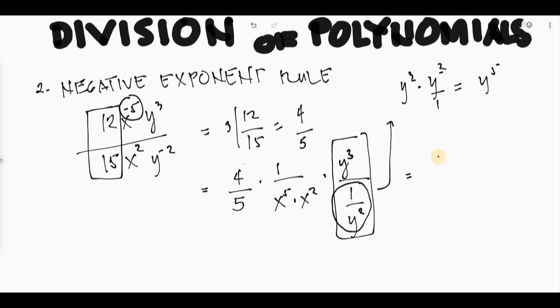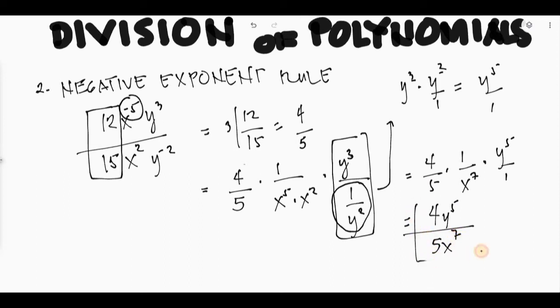So, that will give us 4/5, okay, times 1 over x raised to 7 times y to the 5 over 1. So, lagyan natin ng 1 para pare-pareho sila na fraction. So, that 4 times 1 times y to the 5, that's equal to 4y to the 5. So, that's 5 times x, that's 5x, then raised to 7. So, this is our final answer.